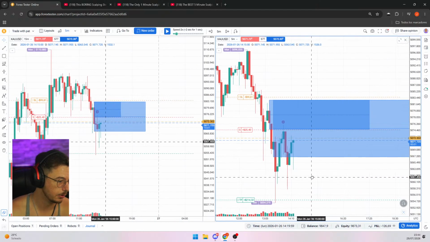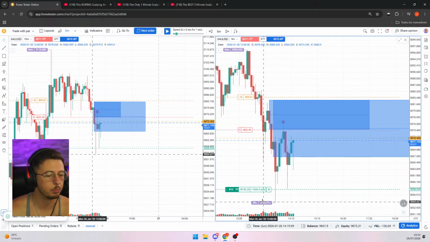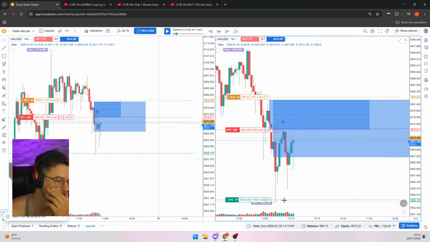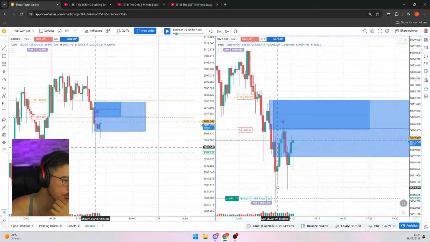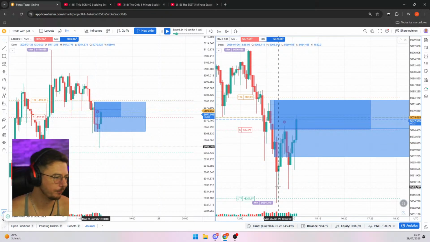Again, where did it come to? 1 to 1.8, and we're sitting at 2% of take profit. So, for the sake of $20 to $30, we'll just hit a stop loss.